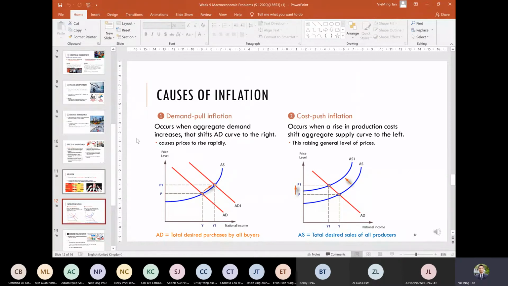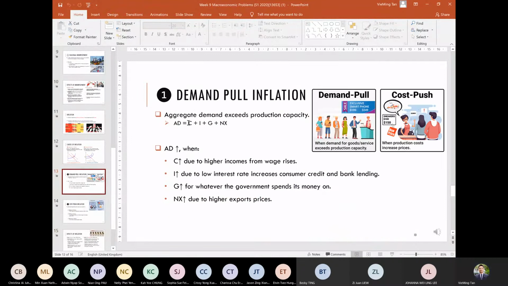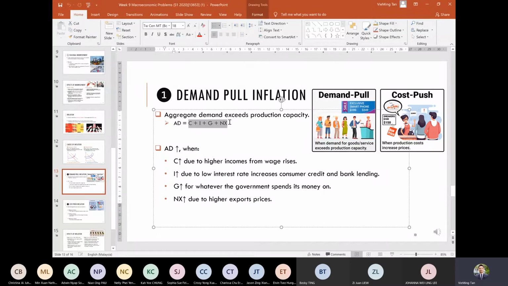Okay, so demand-pull inflation can happen when C or I or G or NX increase. If any one of these increases, this will increase the aggregate demand. C refers to individual consumption increasing. I refers to the investment of private firms. G refers to the expenditure of government, and NX refers to net exports, which is export minus import. So if these four factors increase, this will increase the AD.